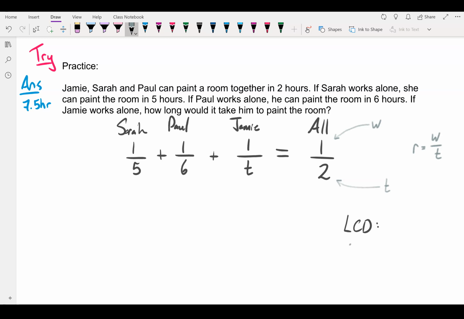If you want to figure it out, think about 2's, 5, and 6's and figure out what the lowest common multiple is. So 5, 10, 15, 20, 25, 30. I have a really strong feeling it's going to be 30 here. 12, 18, 24, 30. Okay, we've got a match. 2, 4, 6, 8, 10, and so on.